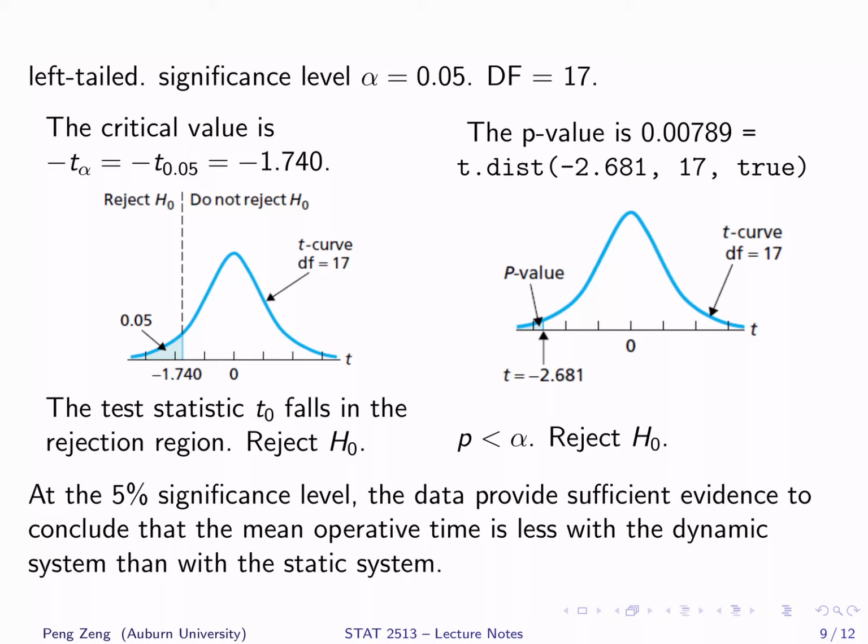When using the p-value approach, we can calculate the p-value using Excel. It is T.DIST(-2.681, 17, TRUE). The p-value is very small. It is 0.00789. The p-value is less than the significance level. Therefore, we reject H0. Both approaches lead to the rejection of H0. At the 5% significance level, the data provide sufficient evidence to conclude that the mean operative time is less with the dynamic system than with the static system.